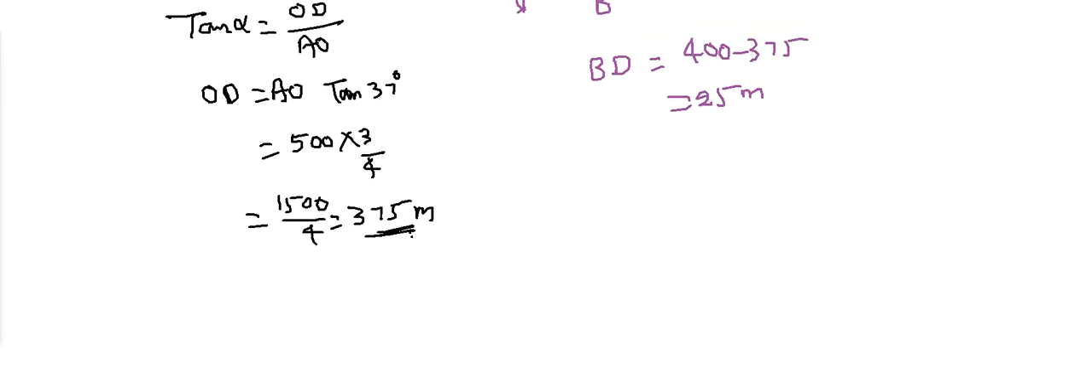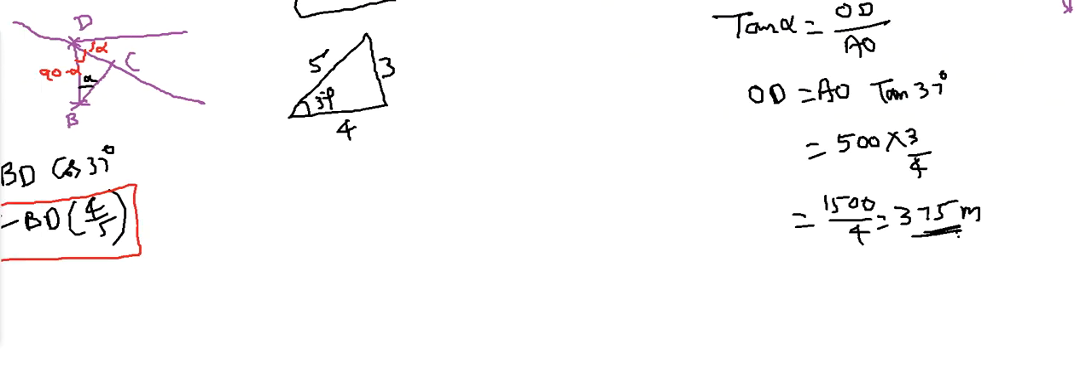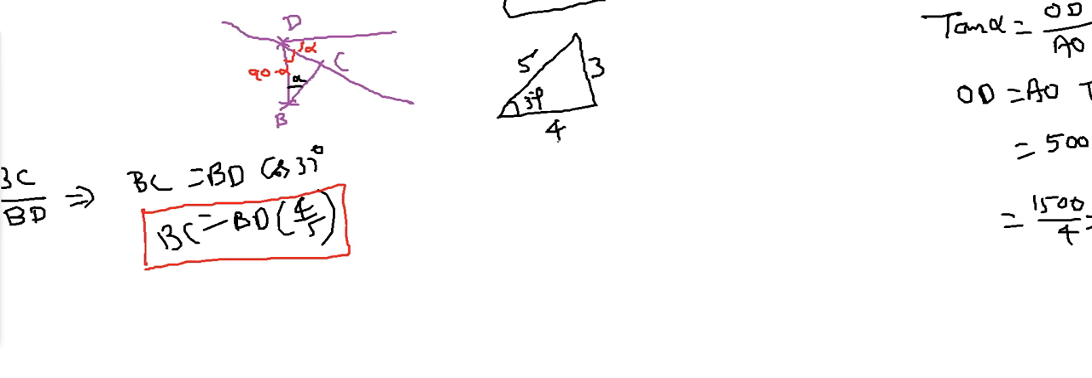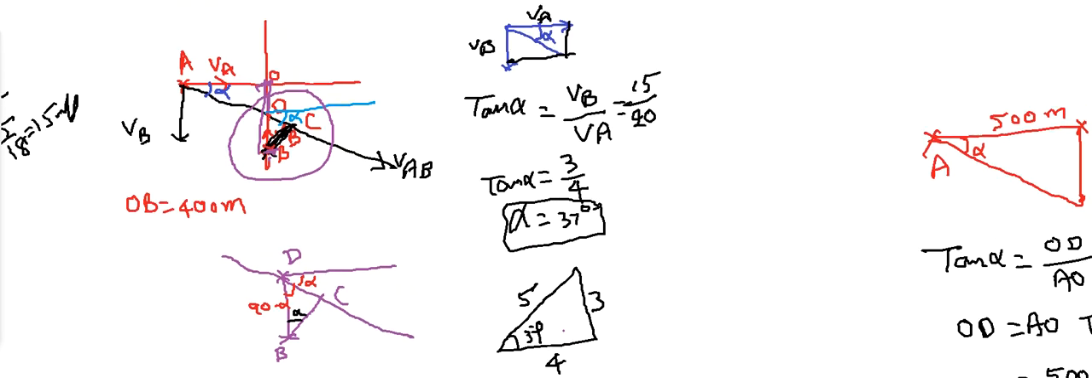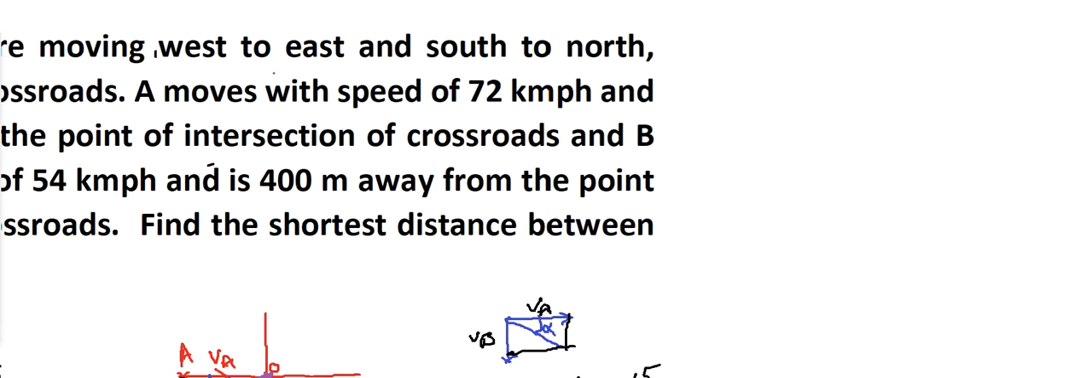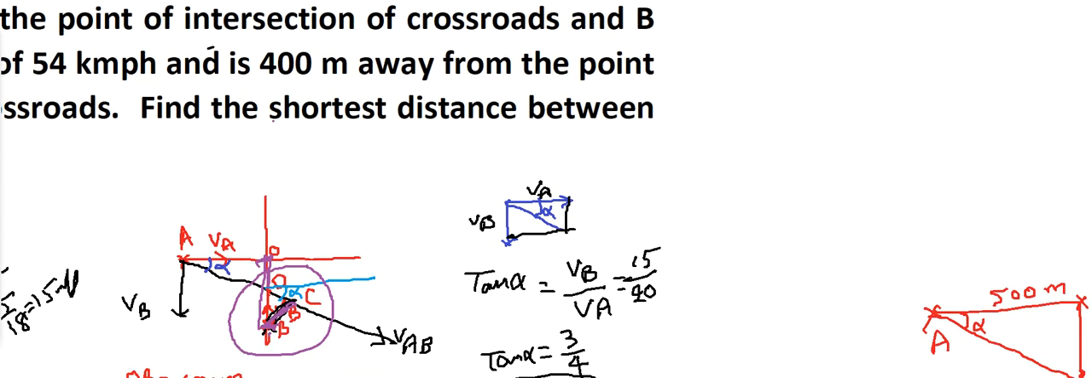Now coming to the distance calculation. Already we know BC is equal to BD into 4 by 5. Now I got BD as 25, into 4 by 5. 5 times this equals 20 meters. That means the shortest distance between the two, this BC, becomes equal to 20 meters. That is the question: what is the possible shortest distance between the two points? Okay.